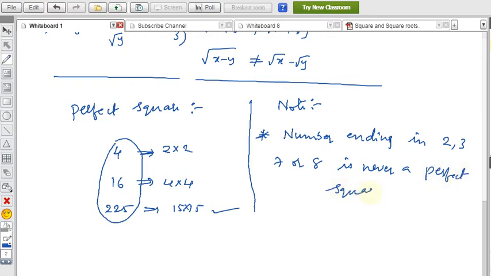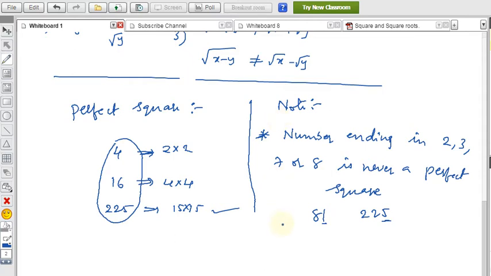Perfect square numbers never have units place 2, 3, 7 or 8. For example, 81 is a perfect square because 9 nines are 81, and its ones place is 1. Like the previous example, 225 has units place 5. But if the units place is 2, 3, 7 or 8, it is not at all a perfect square. It will never be a perfect square.